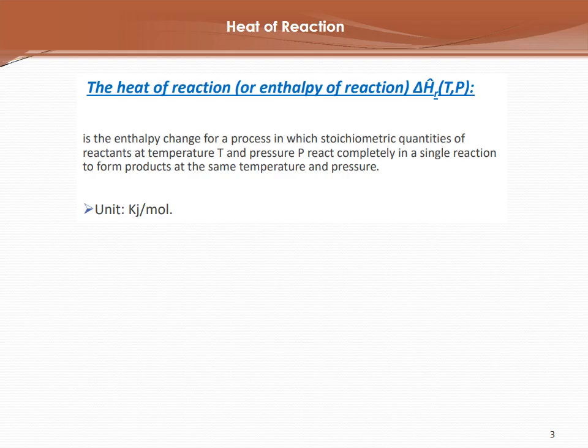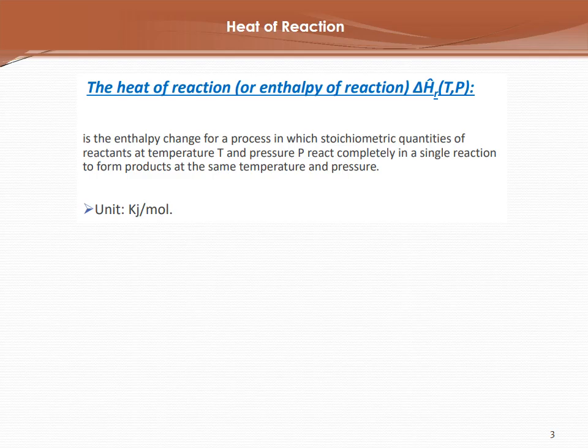Now, this is represented by the symbol delta H, with suffix R. And if you look at your book, when you have this degree symbol instead, it is called the standard heat of reaction, which is the heat of reaction at a specified reference temperature and pressure. In this case, it is 25 degrees Celsius and 1 atmosphere.